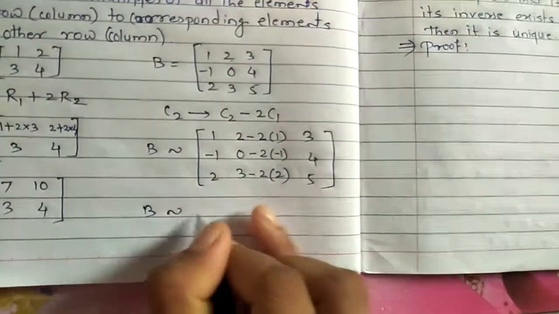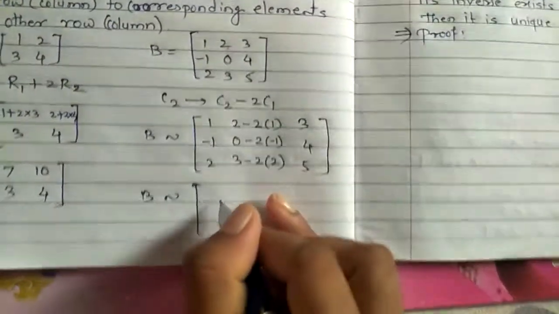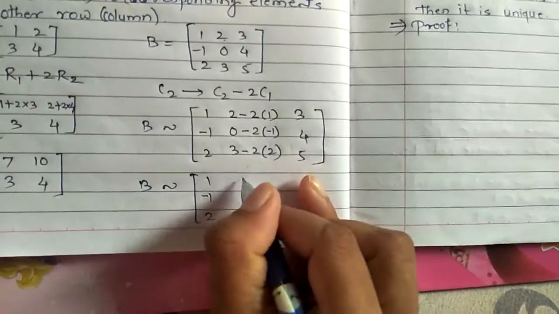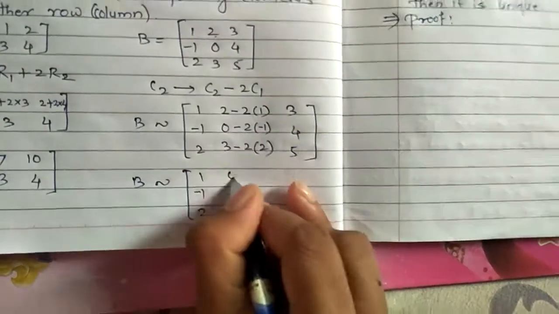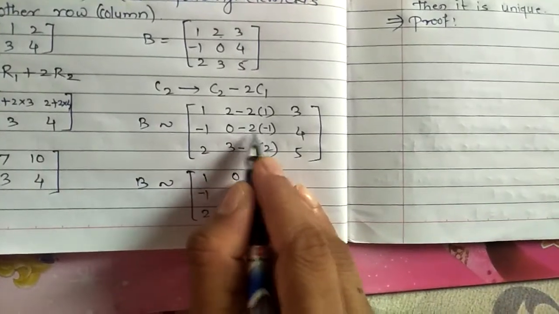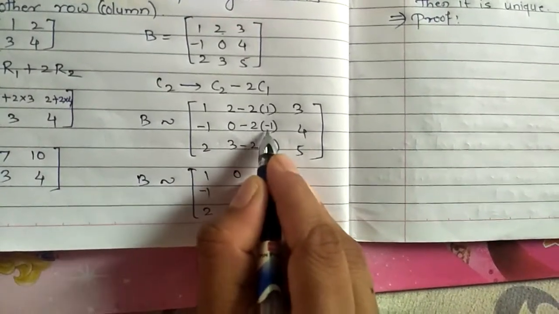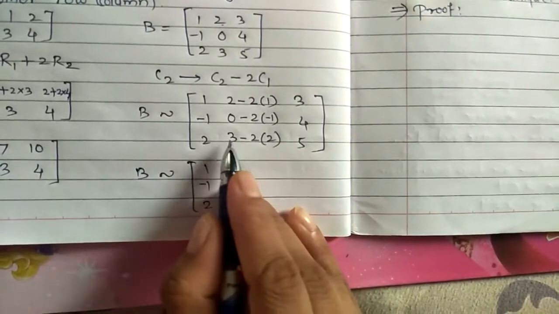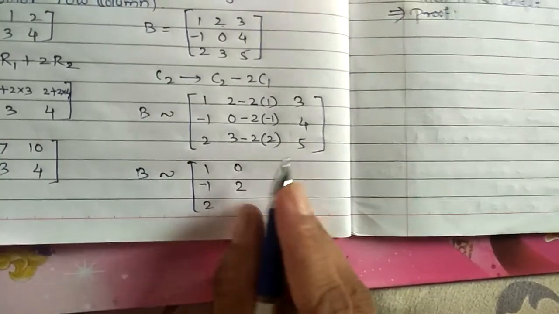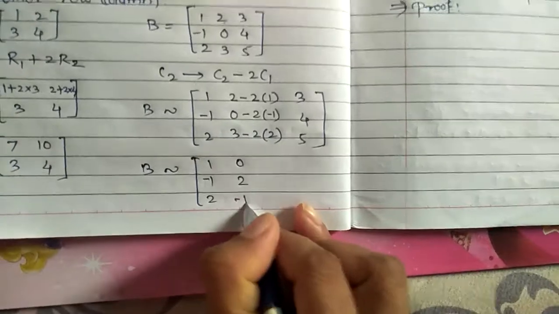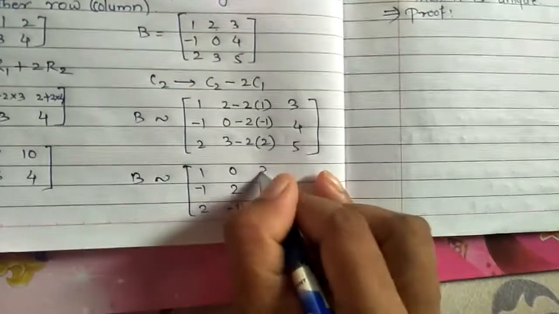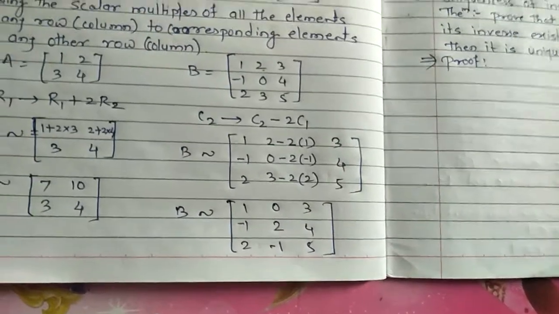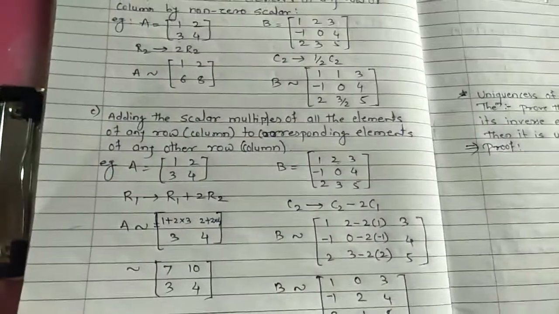So your matrix can be written as 1, minus 1, 2. Yes, it is 2 minus 2, 0. 0 minus 2 into minus 1: minus 2 into minus 1 is plus 2. So 2 minus 2 2s are 4, so 3 minus 4 is minus 1. So it is 3, 4, 5 as it is. It is the operation on the rows or the columns.